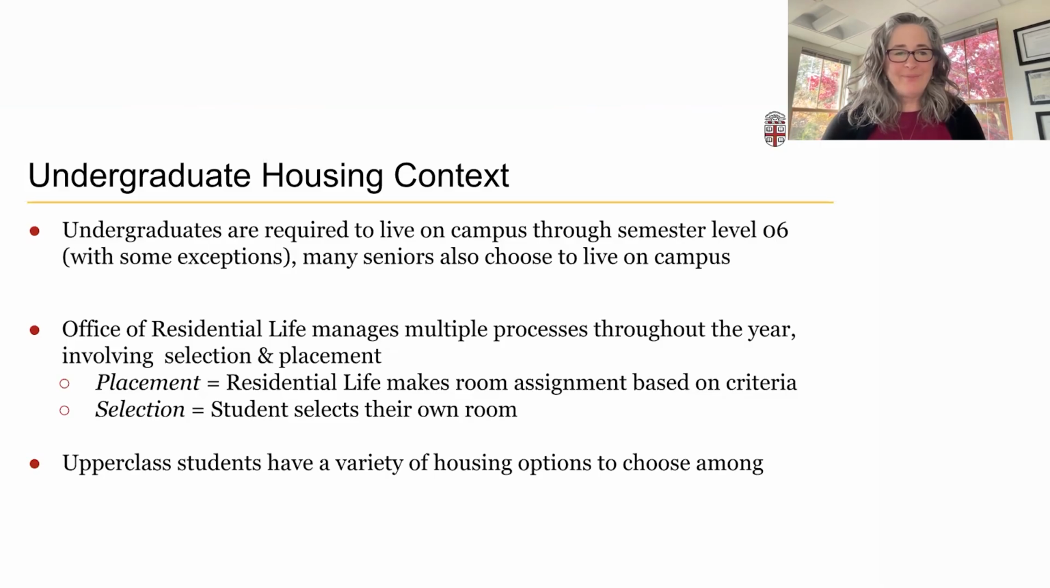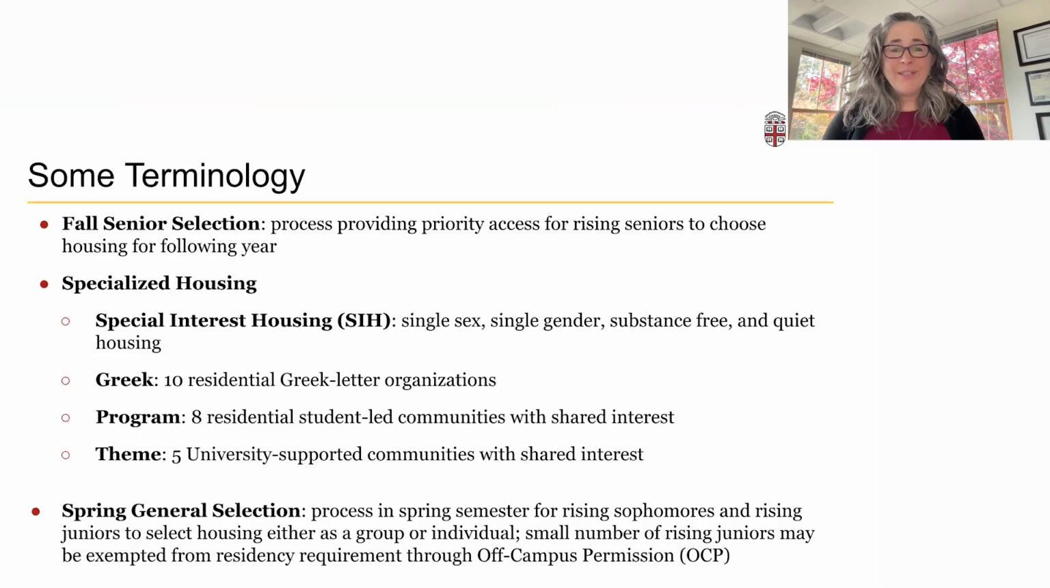Next slide, please. Okay, a little bit more on terminology. In just a moment, we're going to have some more focused attention on what we refer to as the fall senior selection. This is the process that's open right now for priority access for rising seniors. So if you have a student who is a current junior, they have the opportunity now in the fall to choose what their housing will be next year. Brenda's going to talk about that in more detail in just a moment.